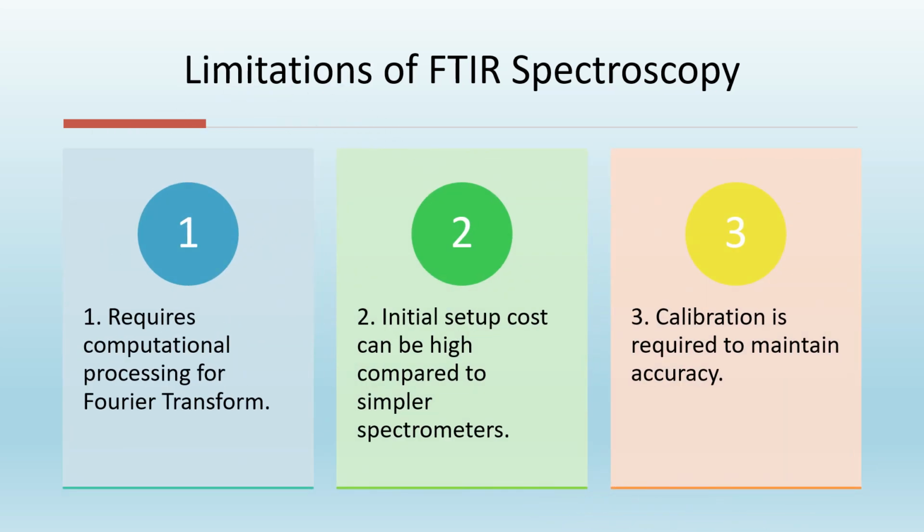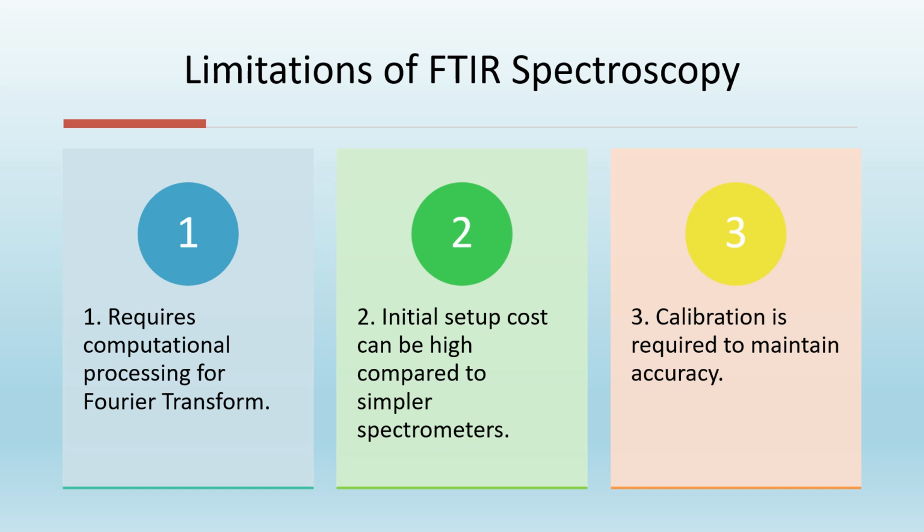While FTIR is an incredibly powerful tool for identifying molecular structures and characterizing materials, it does have a few limitations that we need to consider. So, let's break them down. First up, computational processing for the Fourier transform. Now, FTIR works by measuring the absorption of infrared light by a sample and generating a spectrum. However, the raw data collected by the instrument is not directly interpretable.